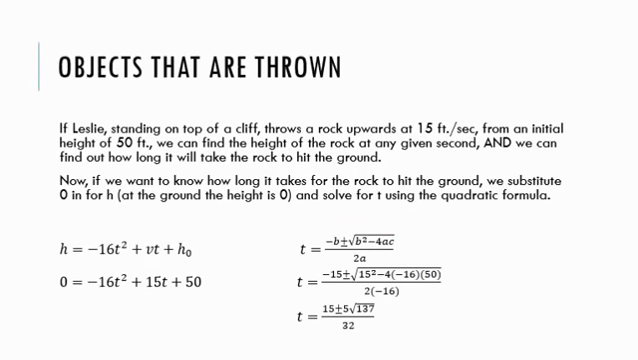Now we're going to look at the other scenario. Now the question says if we want to know how long, so there it is, how long, so I'm looking for time, it takes for the rock to hit the ground. We substitute 0 in for h. Ground height is 0, sorry. At the ground, height is 0, therefore I'm substituting 0 for h, the height that was given to me.